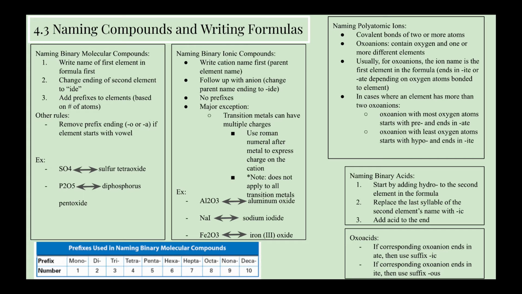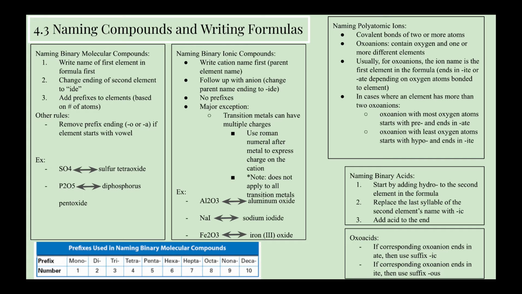A major exception is with transition metals, since certain transition metals have multiple charges. To differentiate between the different versions of a transition metal, we use a Roman numeral after the metal to express the charge on the cation. Also note that this does not apply to all transition metals, since some transition metals are only present with one charge. Let's go ahead and skip to the third example.